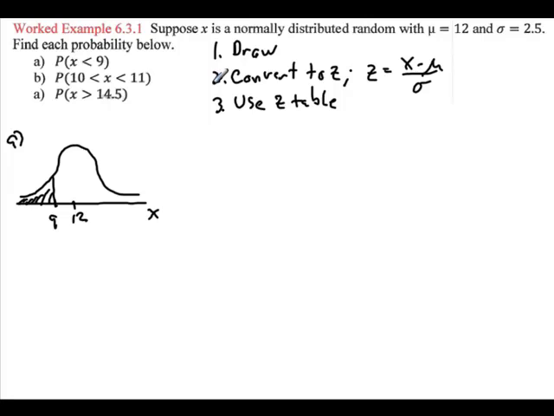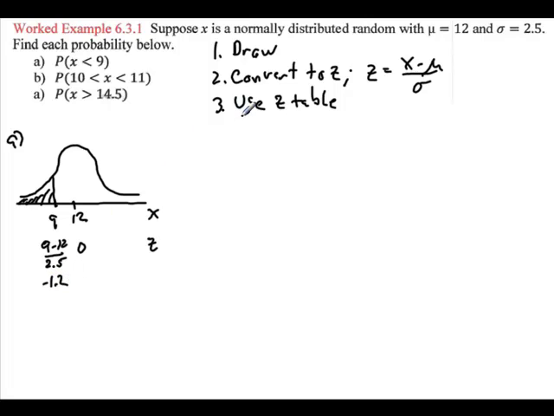Next, convert to z. We already know the mean of the z values is 0. We just have to convert the 9. So using our formula, it's 9 minus the 12 divided by 2.5. And if we crunch that through on our calculator, we get negative 3 over 2.5, which turns out to be negative 1.2.